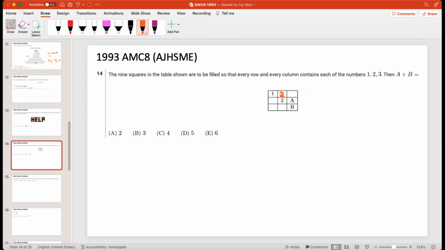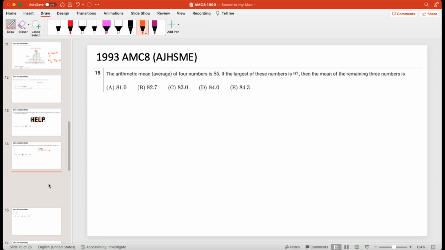Now, if this is 3, this will be 2. Okay, this will be 2. So if this is 2, this can only be 1 and 3. Correct? So the total is 4. That's your answer, option C. Okay, going to the next question.